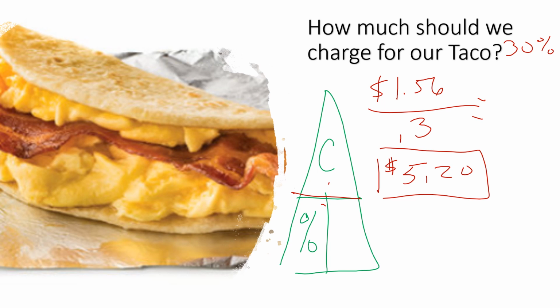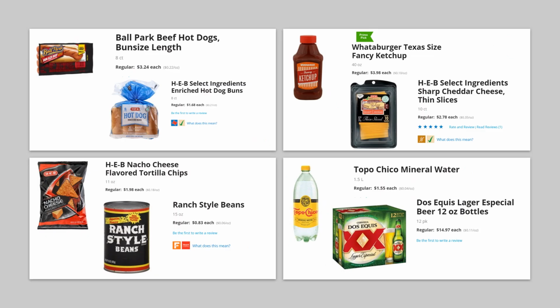Now, let's do our plate cost. Last weekend, I had an opportunity. I did a cookout on the beach in Galveston, and we each had hot dogs. We had ketchup and cheese on each of our hot dogs as our condiments. We had chips and beans as our sides, and then we each had Topo Chico and beer.